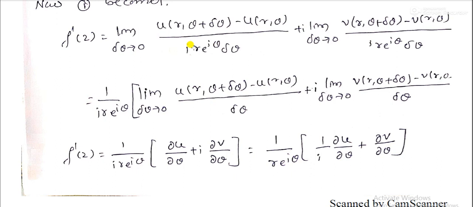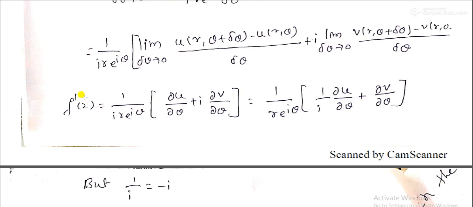So in this case, 1 divided by i into r into e raised to i theta is common; take it outside. Remaining is limit delta theta tends to 0 of u of r comma theta plus delta theta minus u of r comma theta divided by delta theta, plus i into limit delta theta tends to 0 of v of r comma theta plus delta theta minus v of r comma theta, the whole divided by delta theta. Then simplification: f dash of z is equal to 1 divided by i r e raised to i theta into bracket, using the definitions, dou u by dou theta plus i into dou v by dou theta.